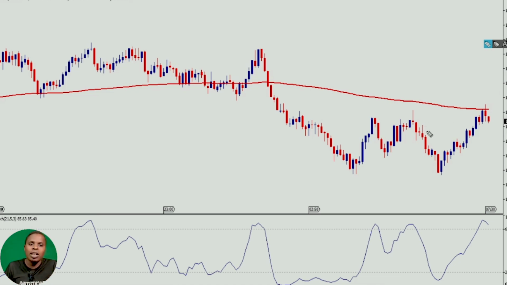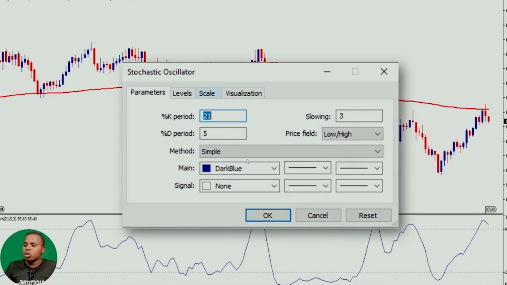Let me show you how to insert this and put some settings, and then I will explain what I mean by this in a minute. So when you put the stochastic, you are going to change your settings to this. You can pause here and take a screenshot of this so that you know these settings. Put the K period to 21, and then you disable the signal line.